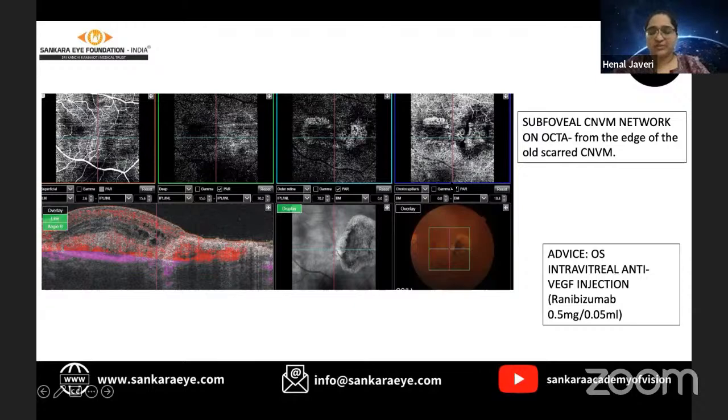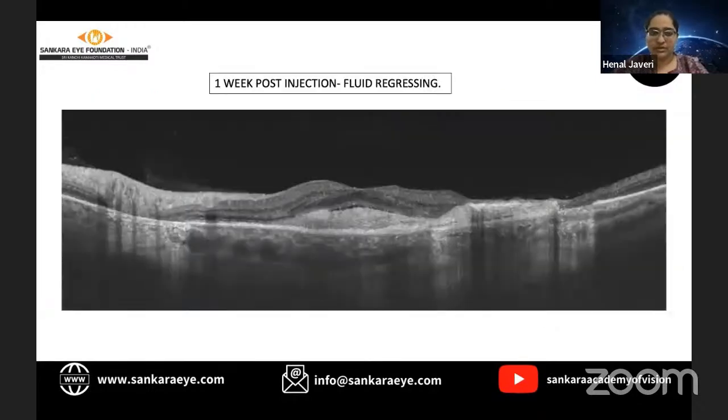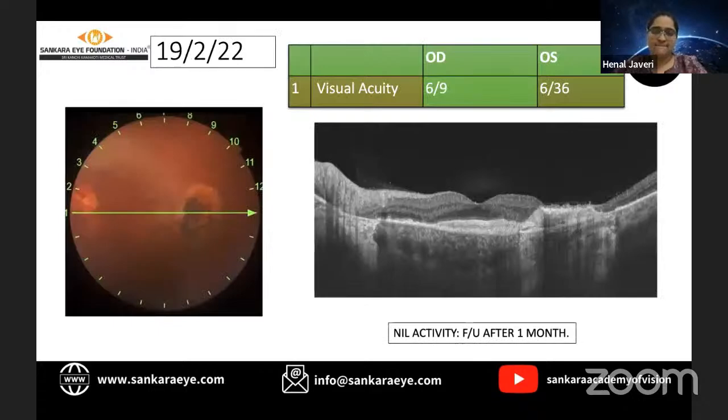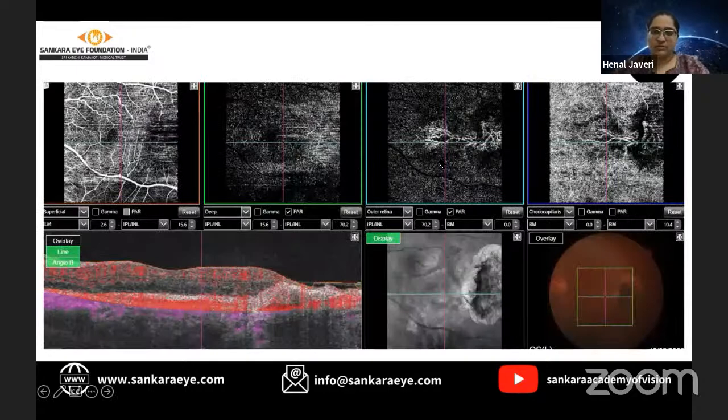We decided to inject the patient with anti-VEGF. Ranibizumab was given. At 1 week post-injection, the fluid was noted to be regressing. And at the next follow-up, no activity was noted. A month later, also, the findings were status quo, but the vision had dropped in view of the subfoveal CNVM. We can appreciate somewhat a CFAN type of network extending from the old scarred CNVM area.